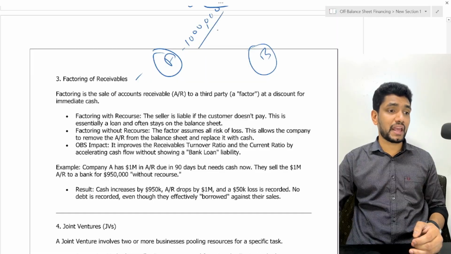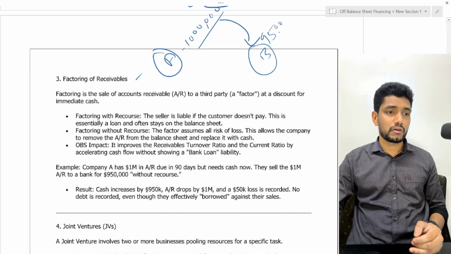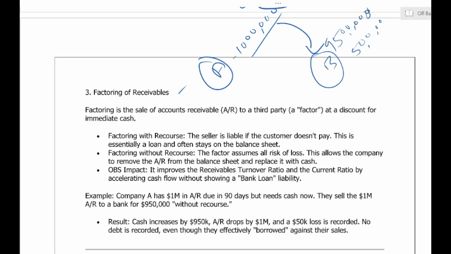So what can company A do? It can sell its total receivable, suppose for 950,000, to this company. So 50,000 will be the profit for this factor in this transaction. So this is a sale of accounts receivable to a third party to have immediate liquid cash.